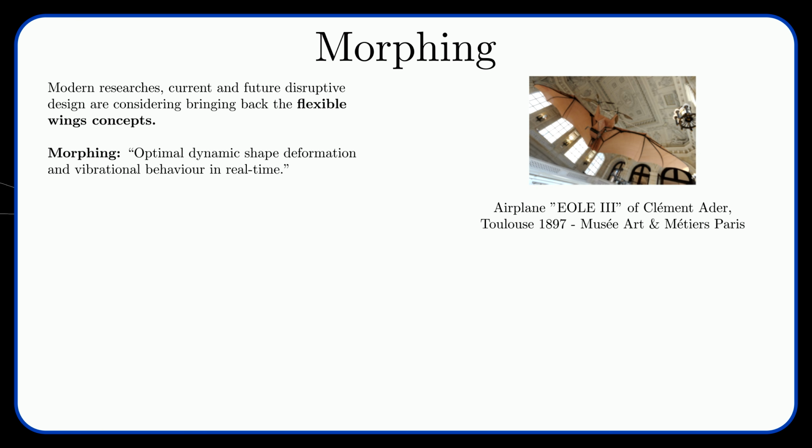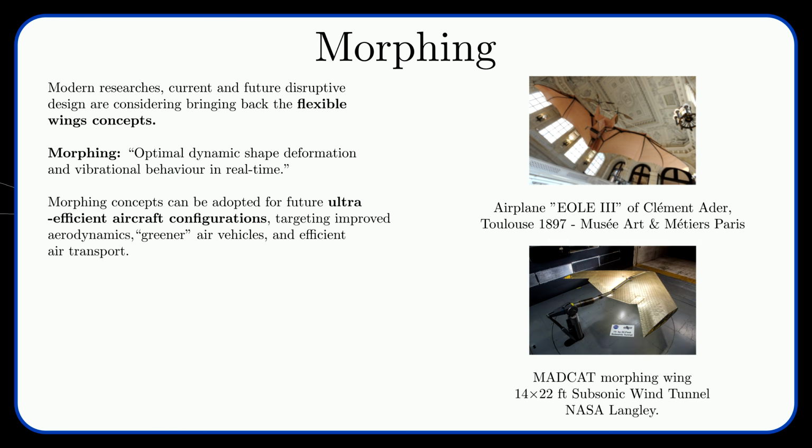In our department, we refer to morphing as the technology which makes the wing able to deform and vibrate in an optimal way based on real-time adaptations. Morphing concepts are being developed for future aircraft configurations, targeting improved aerodynamics, green air vehicles, and efficient air transport.